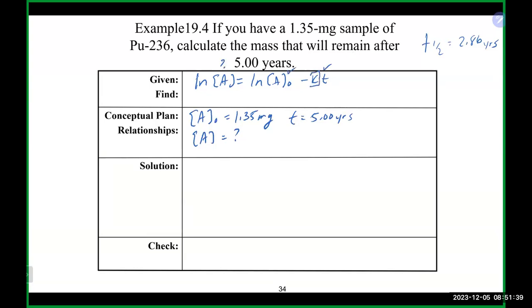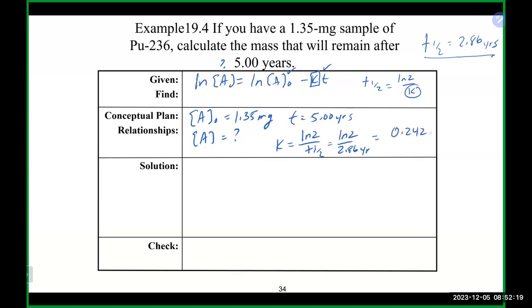So once again, we are missing the decay constant in this case. That is where the half-life will come into play. We can use our half-life equation to figure out our decay constant, and then we'll have everything that we need to solve this. So the decay constant would equal the natural log of 2 divided by the half-life. In this case, that would be the natural log of 2 divided by 2.86 years. That's going to give me a decay constant of 0.242.